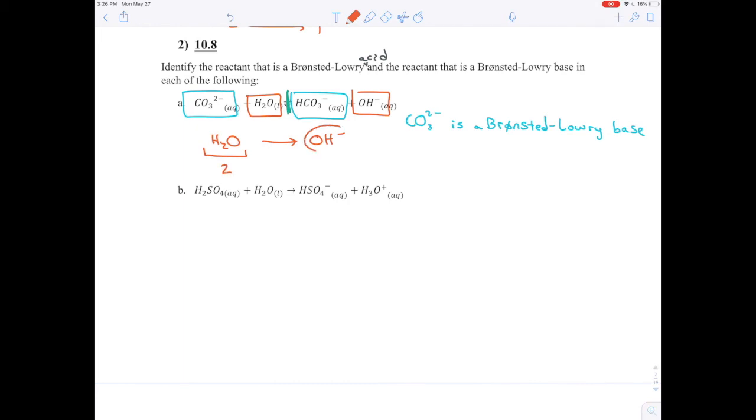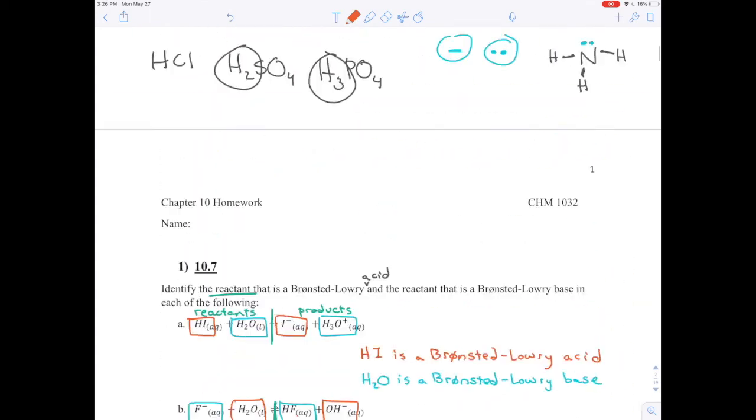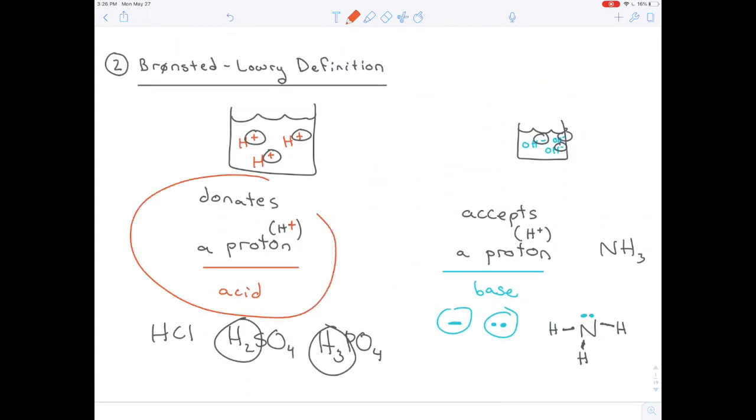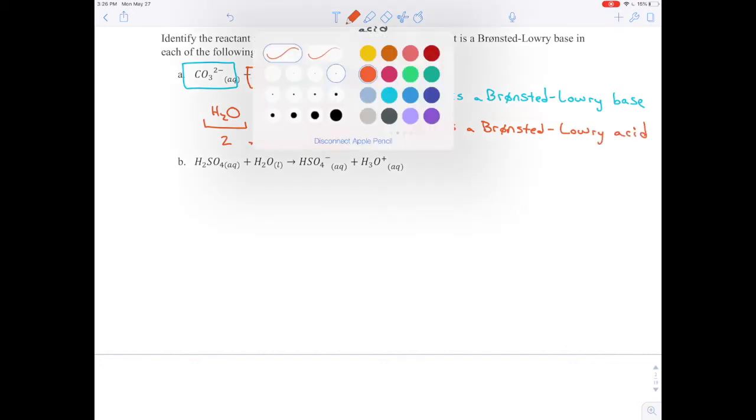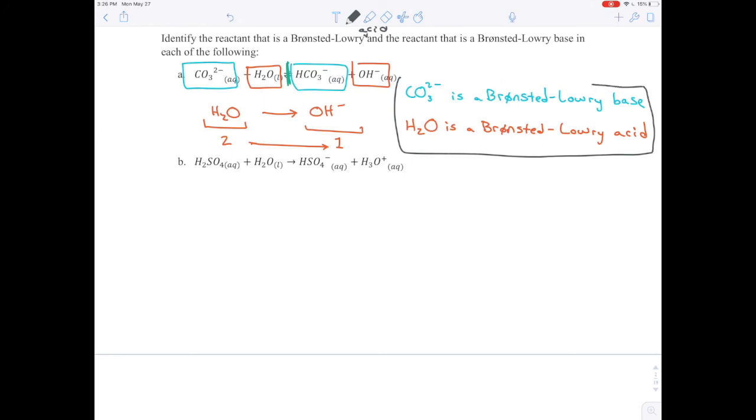H2O starts with 2 H's, ends with just 1, and so did it donate an H+ or gain an H+? 2 to 1, it must have given one away or donated one. Any molecule that donates an H+ is a Bronsted-Lowry acid. So, you would say that H2O in this particular scenario is a Bronsted-Lowry acid. And these two together would be the answer for this problem.